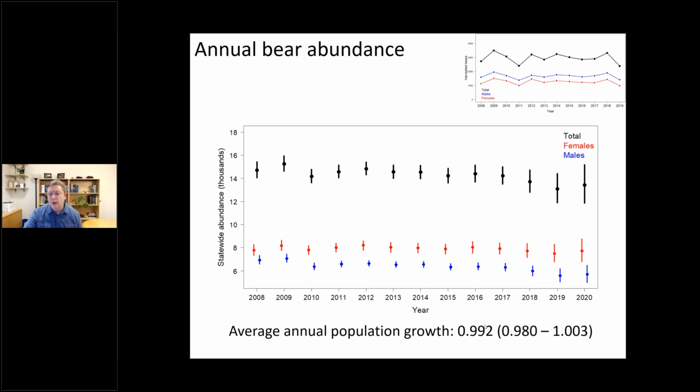The average annual population growth rate was 0.99, suggesting the population was actually quite stable across this time period. You'll also notice that there are estimates of more females relative to males, which is exactly opposite of what we saw in the harvest data. So the fact that we were seeing more males in the harvest data was not a function of more males being out there. It was actually a susceptibility issue, where the proportion of males being harvested was higher than that of females.